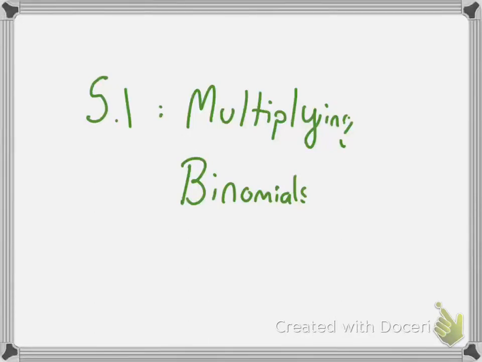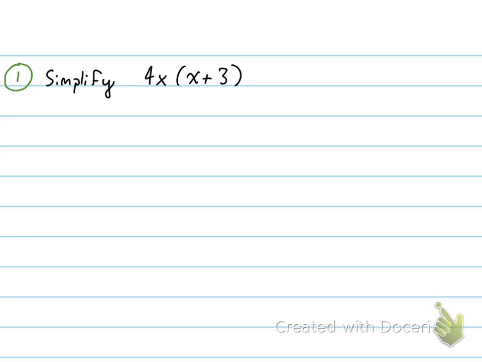To start Chapter 5, we're going to be multiplying binomials. So first, let's start off with something that we might have seen before when we were distributing. I want to simplify the expression 4x times (x plus 3). By simplifying that, I mainly mean I want to get rid of the parentheses, and how I would do a problem like this is I would distribute.